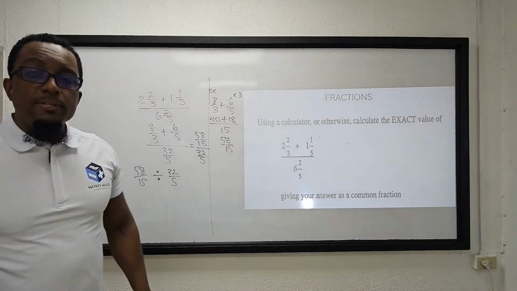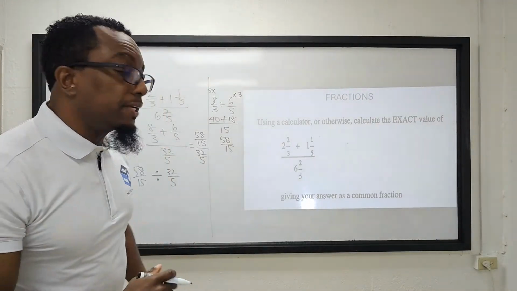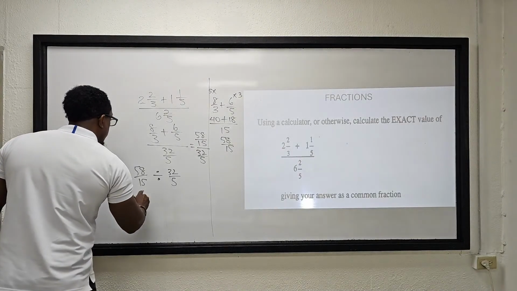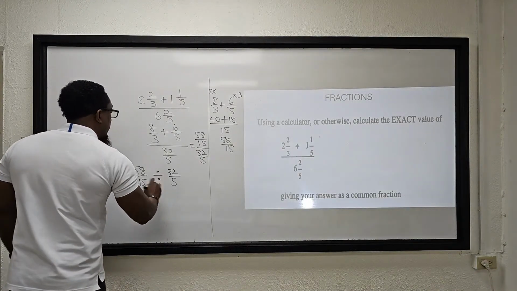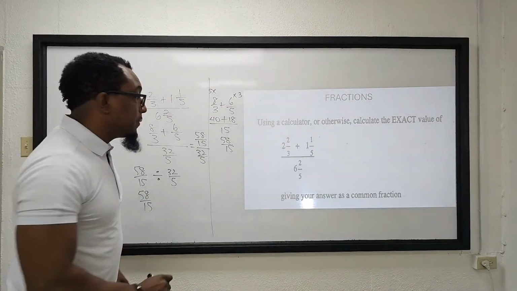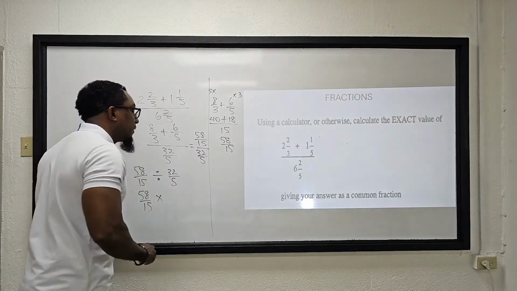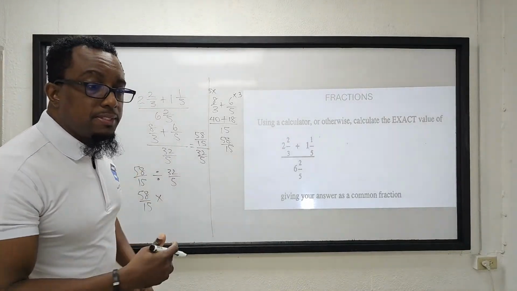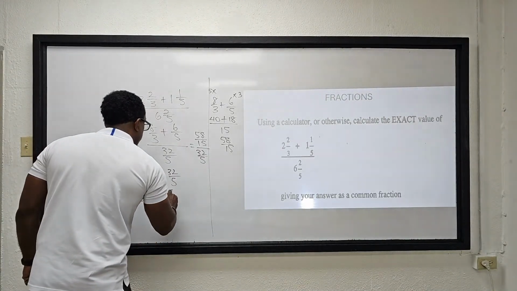And we know in dividing two fractions, we leave the first fraction as is. We change our division sign to a multiplication sign. And the second fraction we invert to become 5/32.